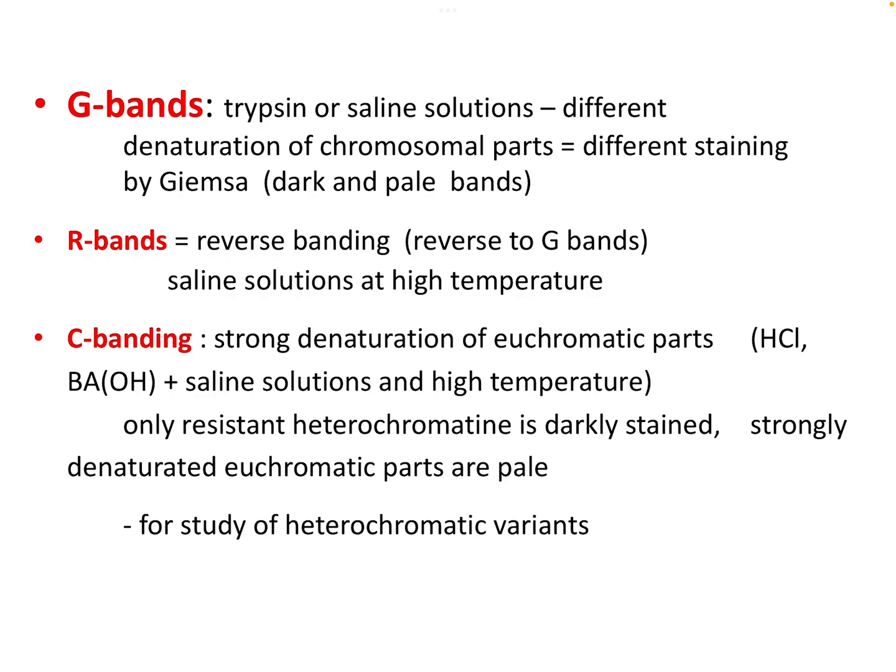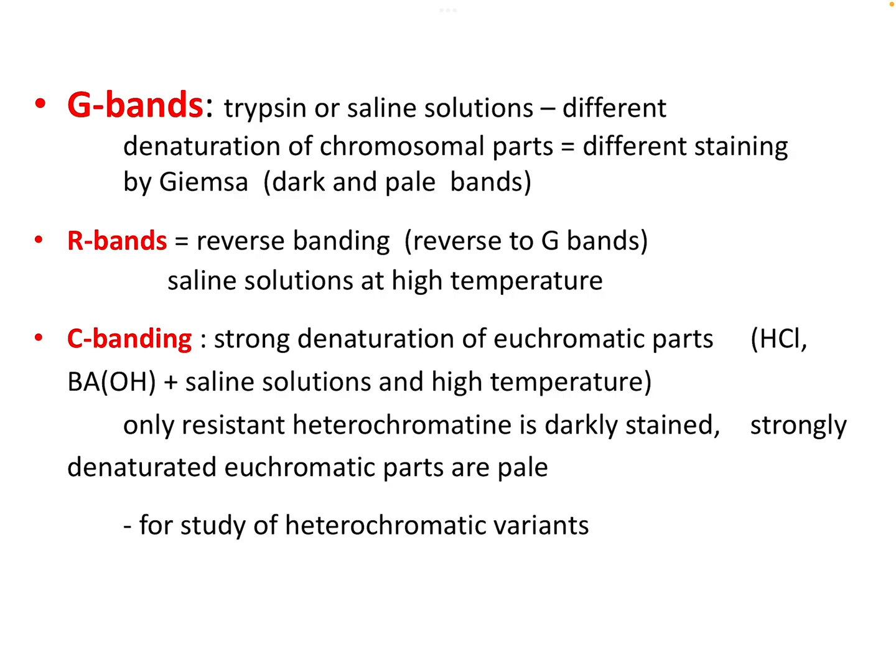So we use trypsin or saline solution. The trypsin, we know, will denature protein. So if we denature protein, we leave behind the resistant chromosome. And then we stain that with Giemsa. So there are dark and pale bands. This is due to the AT and the GC portions of that chromosome.